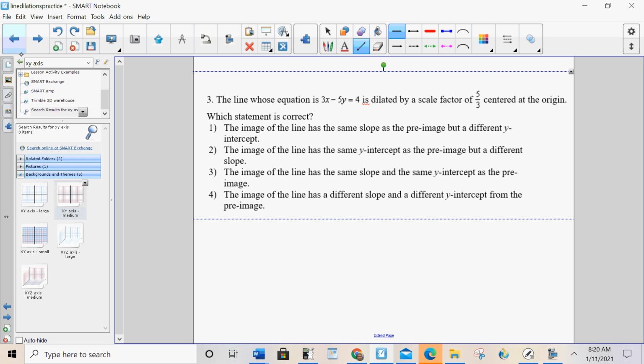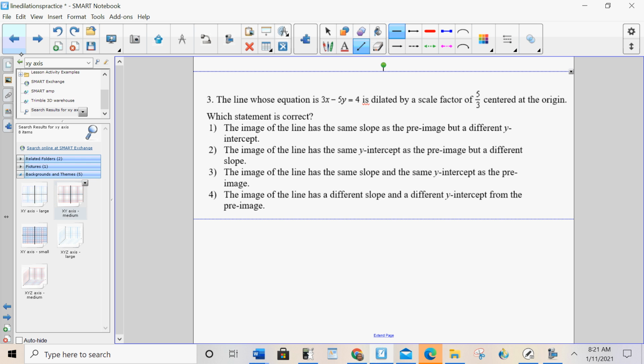I want you to try number 3 and 4 on your own right now. So please pause, try numbers 3 and 4, and then unpause. Okay, now that you tried numbers 3 and 4 on your own, let's go over them.